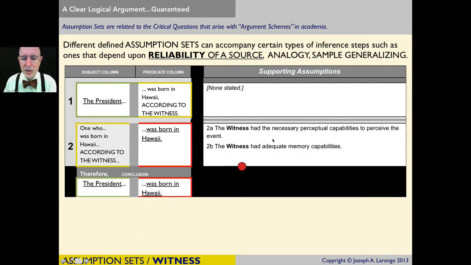And so this is just, remember, as we talked about much earlier, you have different kinds of assumption sets. You have ones that address the reliability of a source, and that can be if it's a witness or an expert or an instrument. And we have ones that go with analogy. We have ones that go with sample generalizing. And of course, in a unique individual context, they can arise just for that particular circumstance as well.